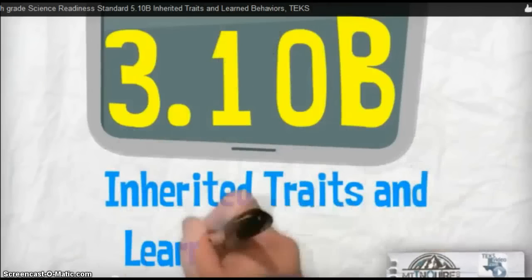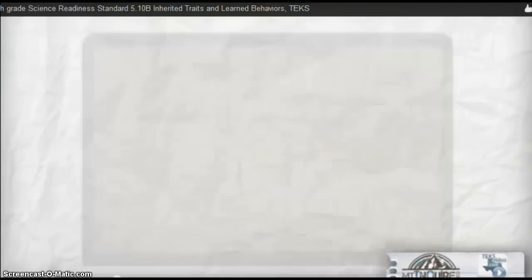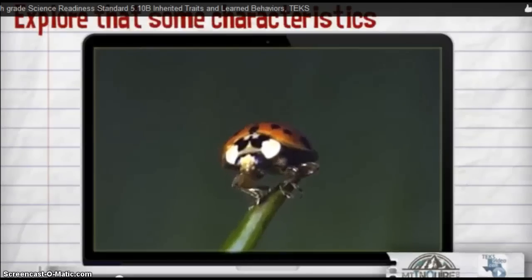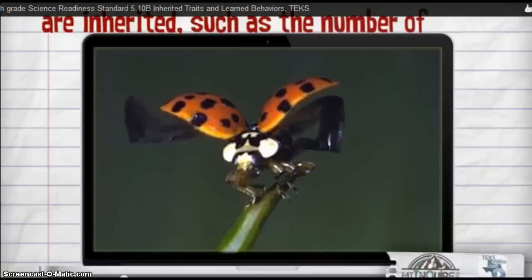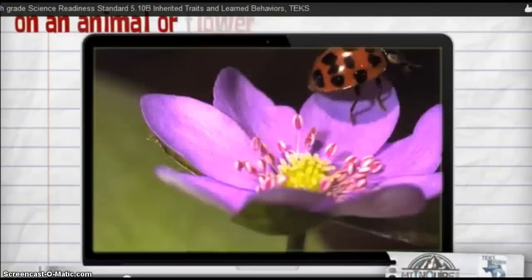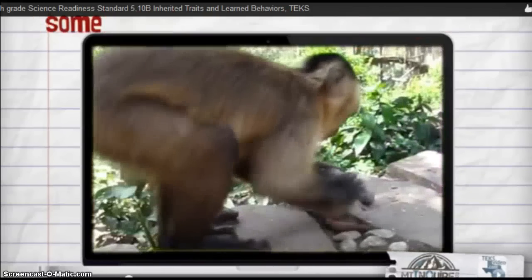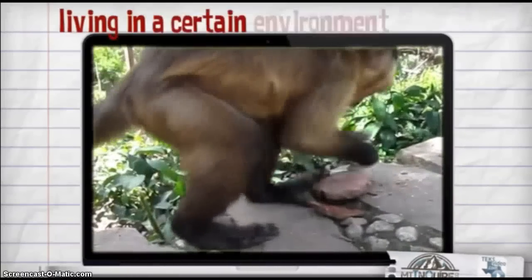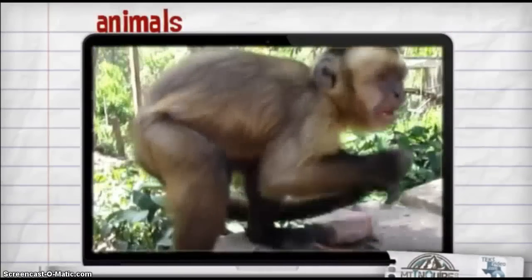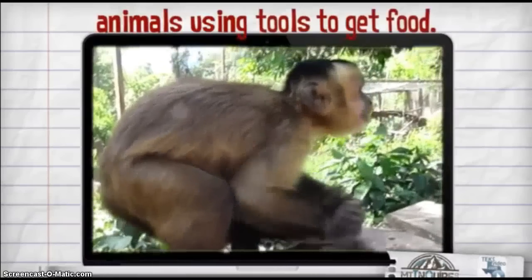B. Inherited traits and learned behaviors. Explore that some characteristics of organisms are inherited, such as the number of limbs on an animal or flower color, and recognize that some behaviors are learned in response to living in a certain environment, such as animals using tools to get food.